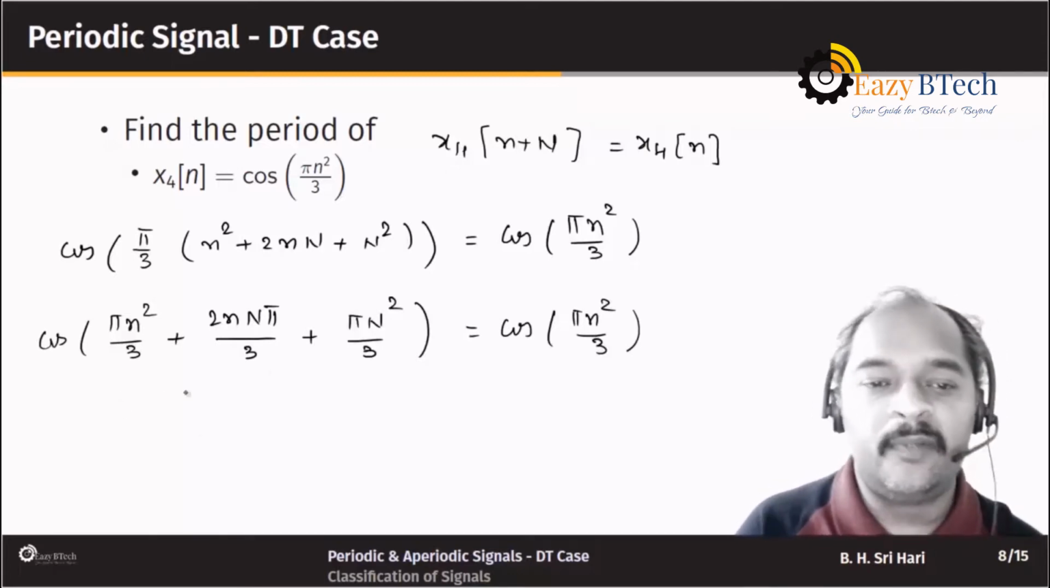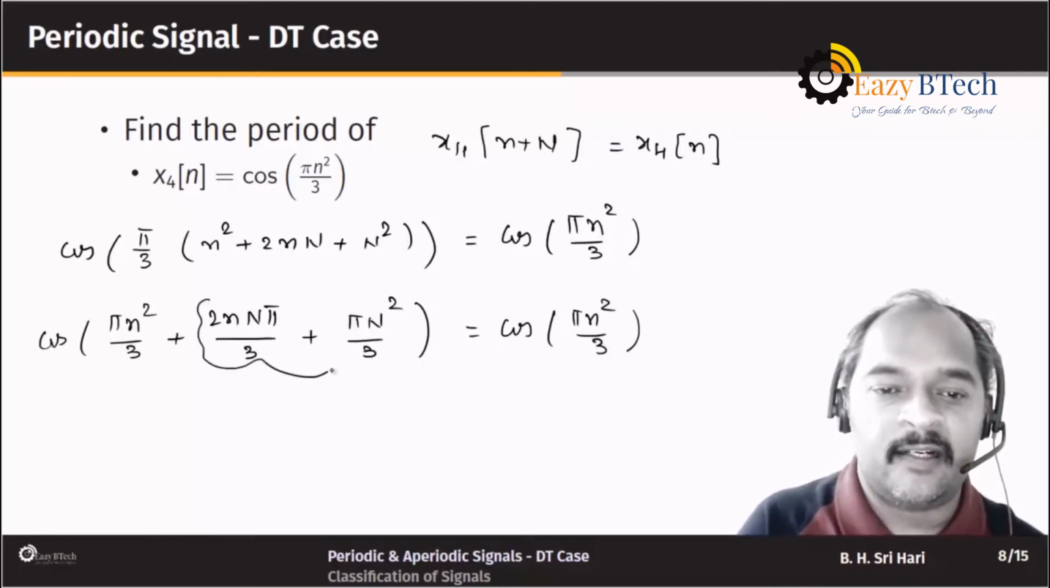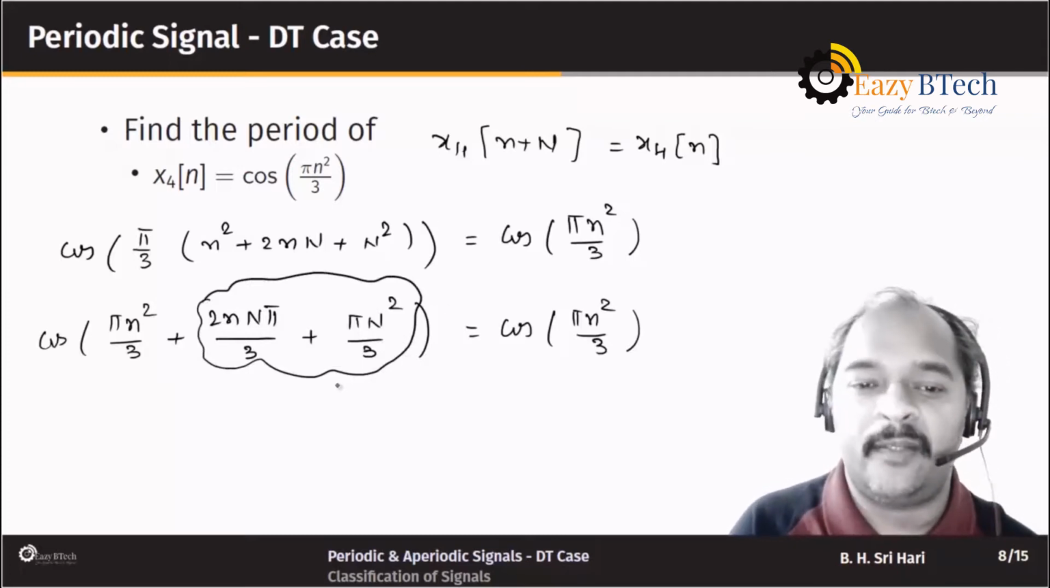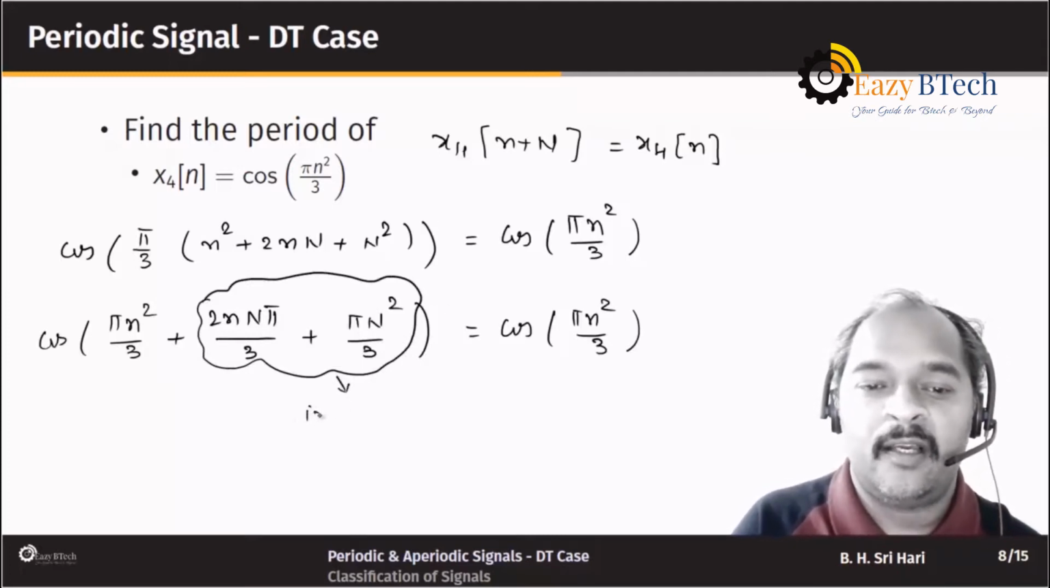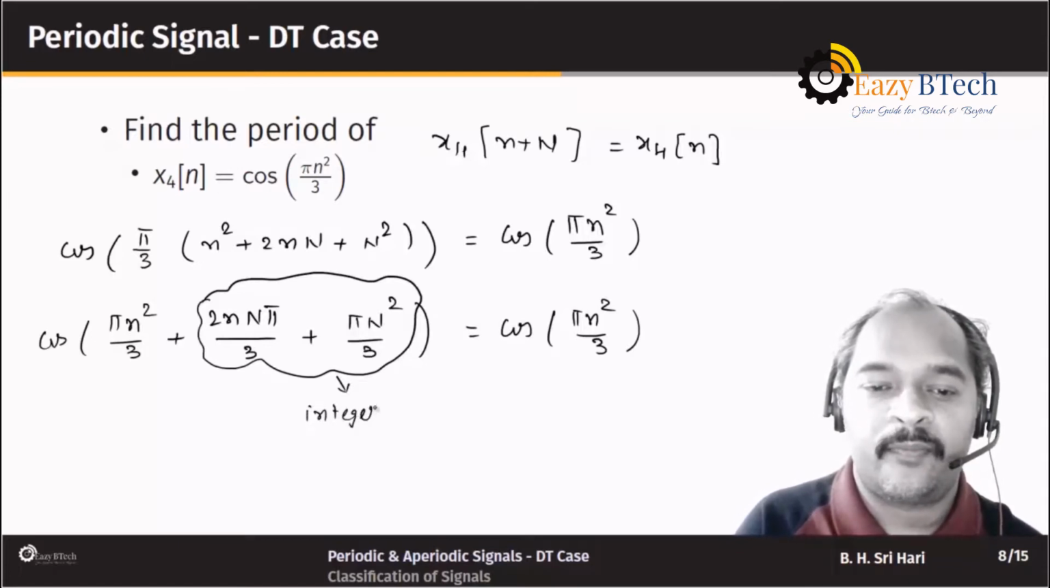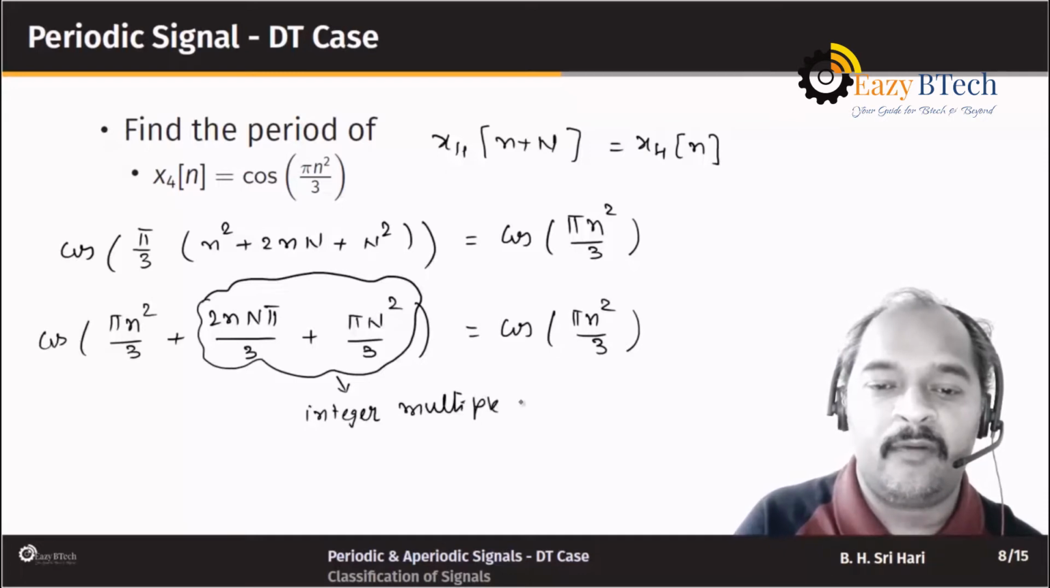Okay, when is this possible? Only when the circled term, right? So this circled term should be some integer multiple of 2 pi. So that should be an integer multiple of 2 pi. So when is that possible?